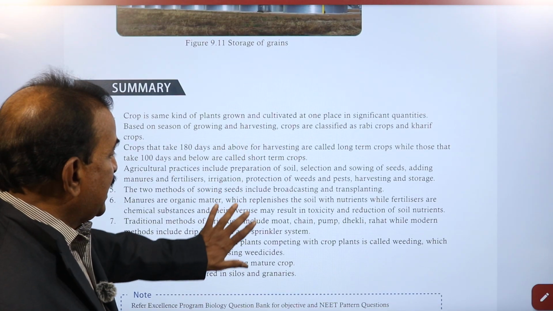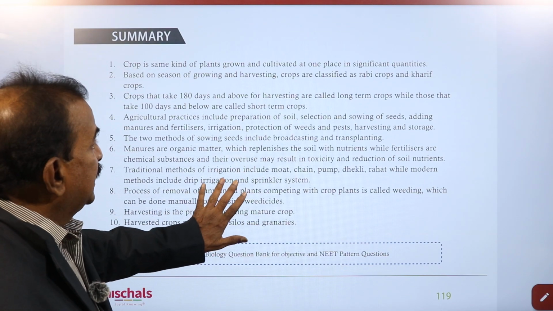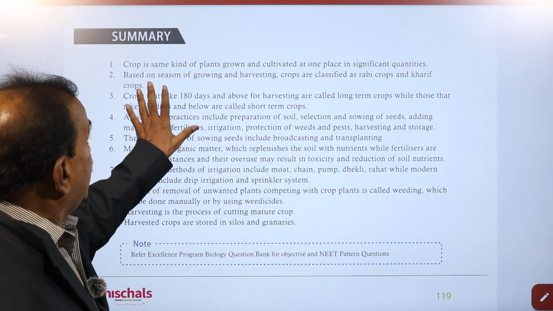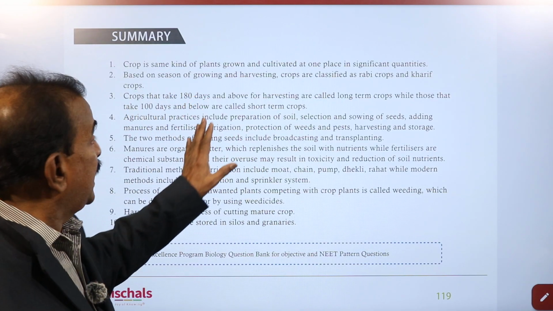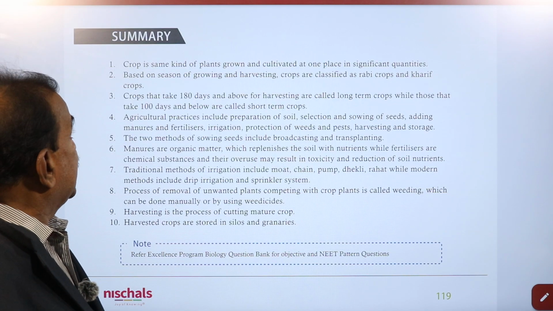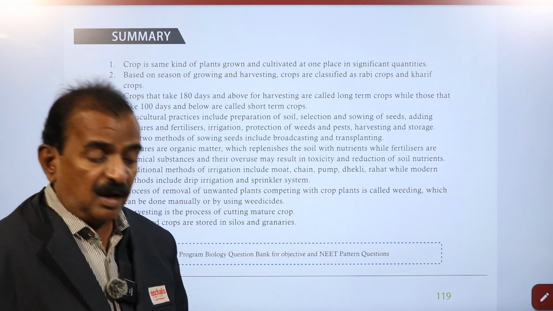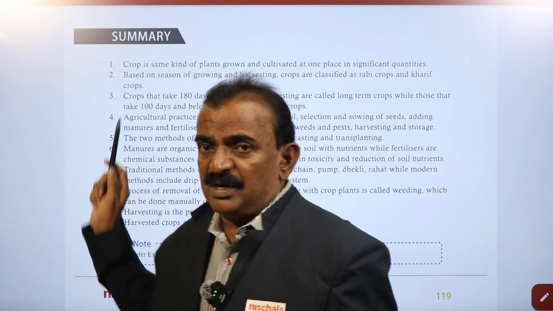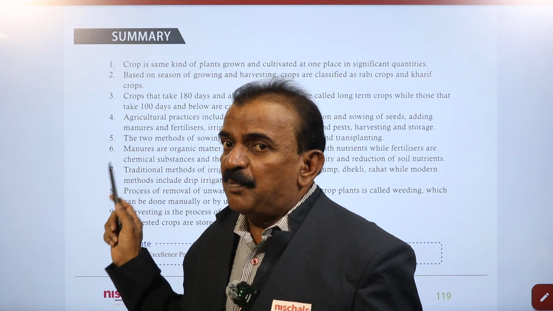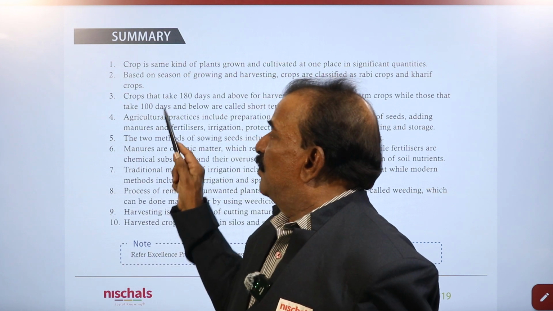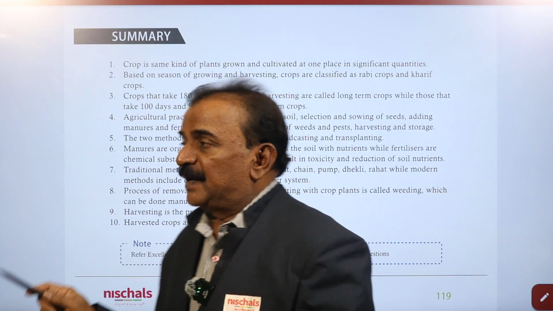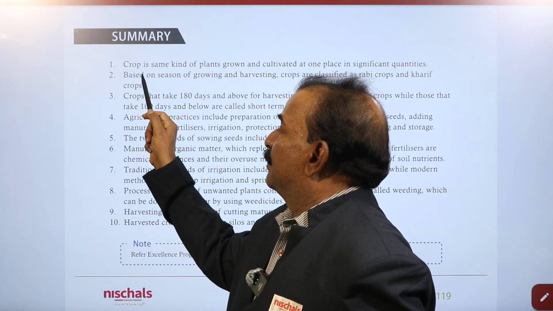Children, we are at the end of this chapter, production of food from plants, and there you see 10 summary points. Already we discussed all these summary points. Again we are recollecting what we learned from this chapter, production of food from the plant.